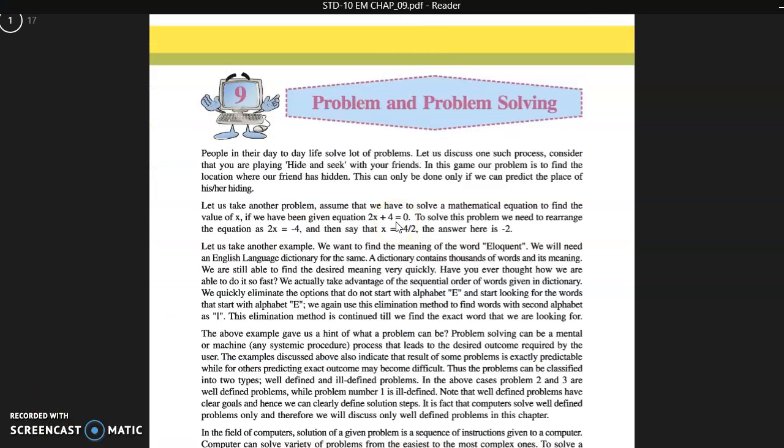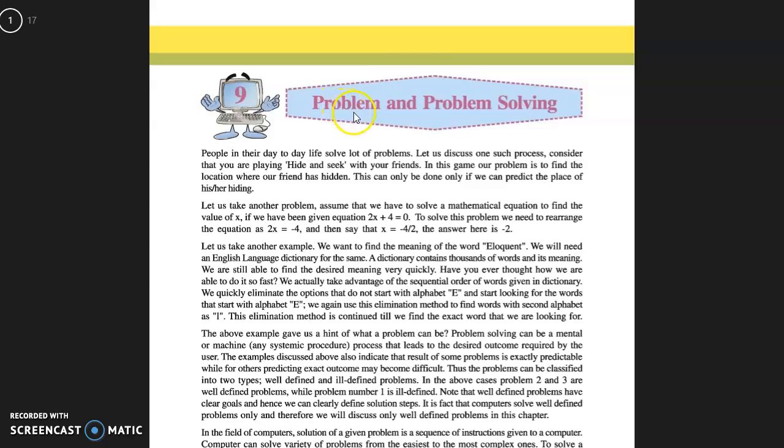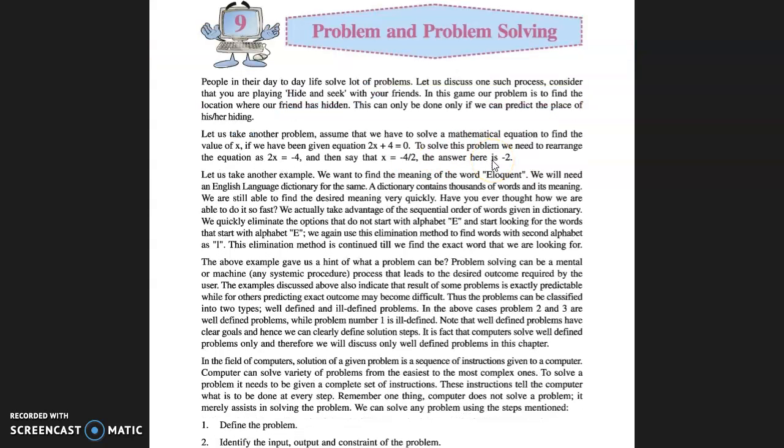Hello everybody. Today we will start our ninth chapter, problem and problem solving. People in their daily routine life solve a lot of problems. In this chapter we are going to learn how we solve problems with the help of a flowchart. We will see flowchart. This word is new for you.